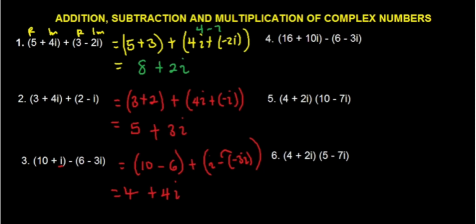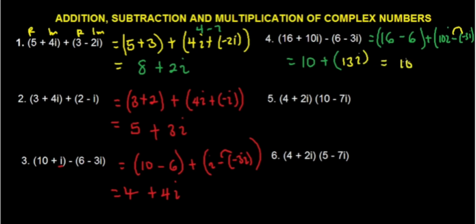Moving on to another subtraction, you take 16 minus 6. Alright, you have to be very careful with the signs. Plus 10i minus 3i. Then I'm going to have 10 plus, don't forget that your minus becomes plus, that will be 13i. So in that case, my final answer will be 10 plus 13i.